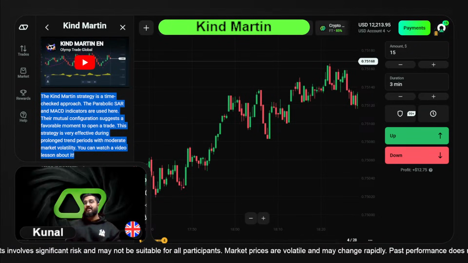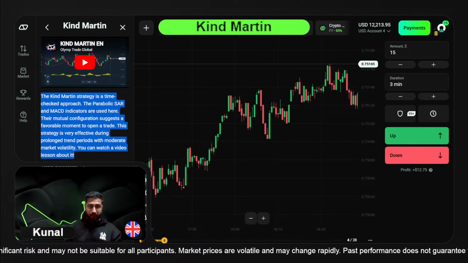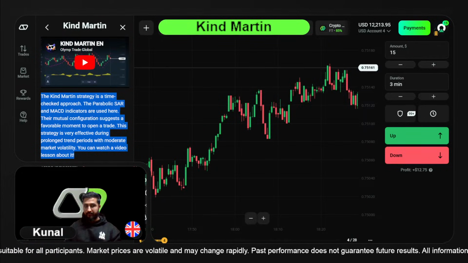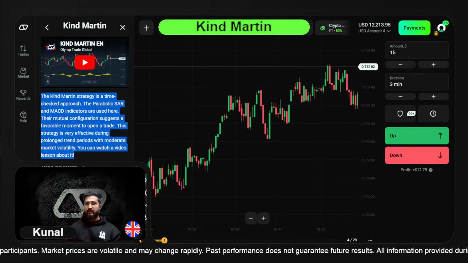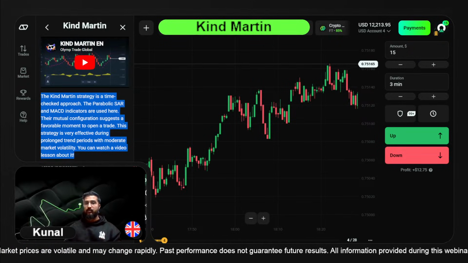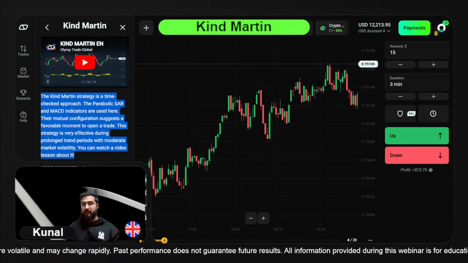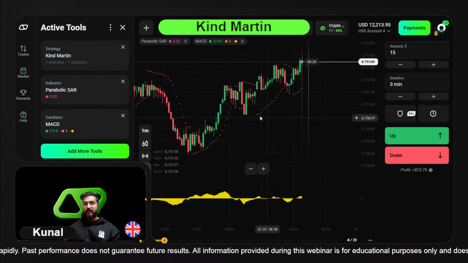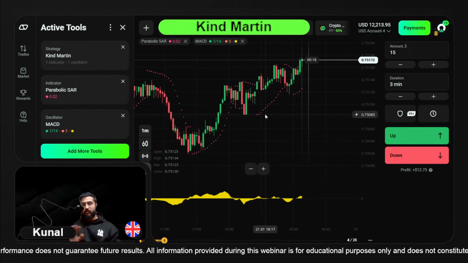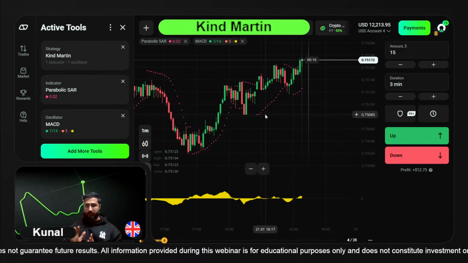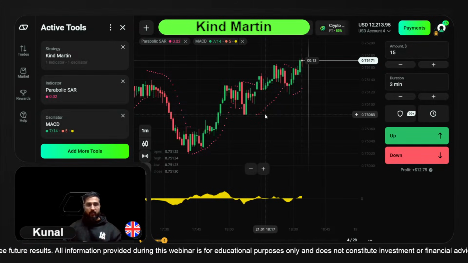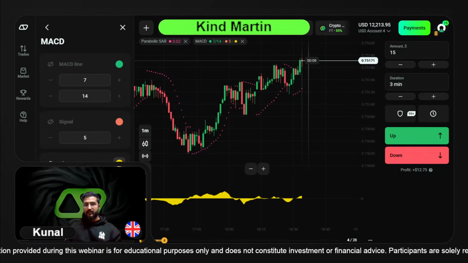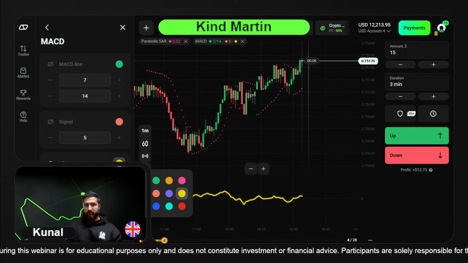In case this strategy is locked for you, like if you are on the starter level, you can take a screenshot of this. It's nothing much, it's just a Parabolic SAR with a value of 0.02, and MACD with the values of 7, 14 and 5. Once I click on enable strategy, you can see that all the required details and values are already visible on the screen. Just to make it look a bit easier, I will change the MACD from histogram to this.